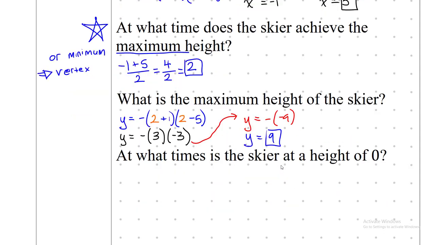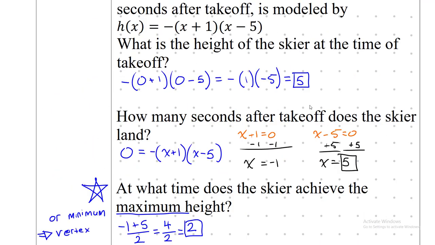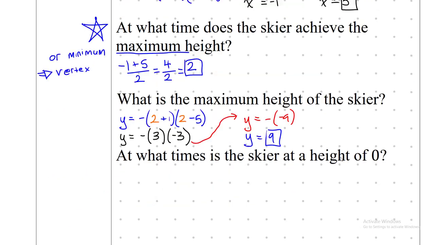And then finally, the last question, at what times is the skier at a height of 0? And we've asked this already in a different form. So we've asked it up here for the x-intercepts. Where did we do the x-intercepts? We did the x-intercepts right here. How many seconds after takeoff does a skier land? It's essentially the same type of question, except this is only asking for one of them, but now we're asking for both of them.